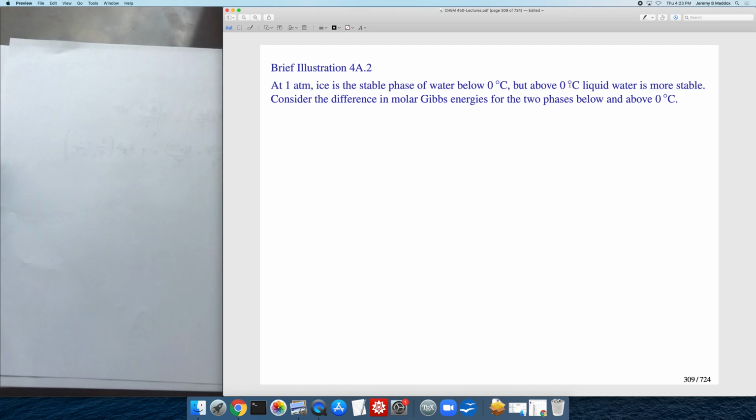So chemical potential, just like Gibbs energy, depends upon conditions of temperature and conditions of pressure. And so you can change the chemical potential of the different phases by simply changing the temperature. And above the melting point, the liquid has the lower chemical potential. Below the melting point, the solid has the lower chemical potential.